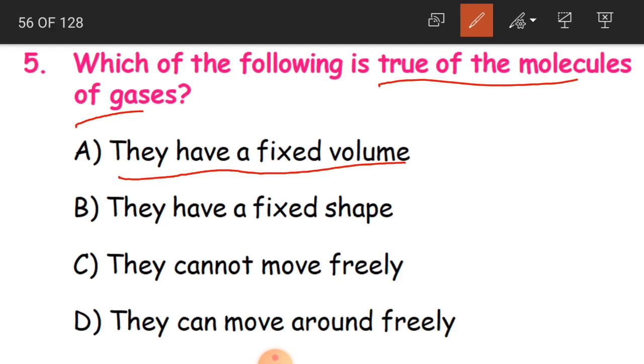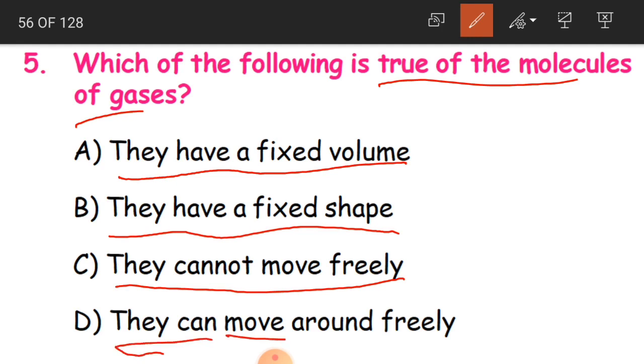They have a fixed volume. They have a fixed shape. They cannot move freely, and they can move around freely. So we are talking about gas here.